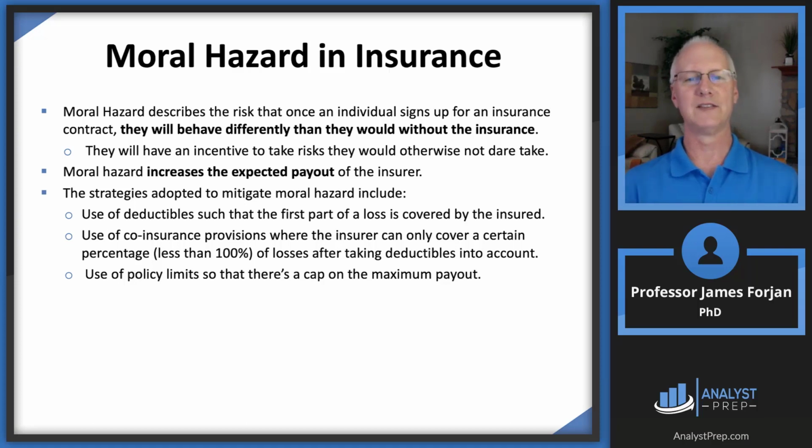So Jerry had an incentive to take risks that he otherwise would not dare take. So moral hazard increases the expected payout of the insurer. So how do insurance companies try to manage this kind of risk? They use deductibles, they use co-insurance, and then there are policy limits as well.